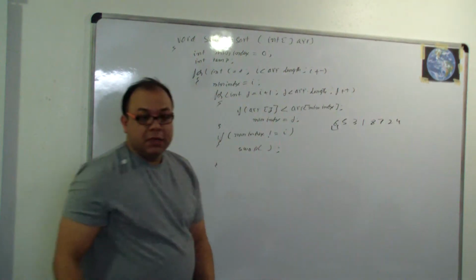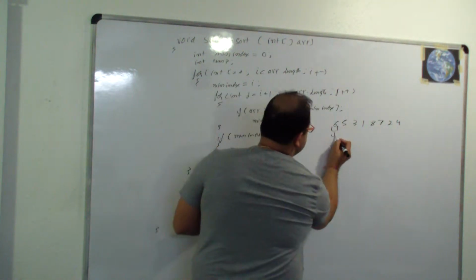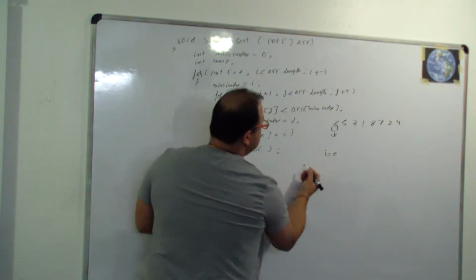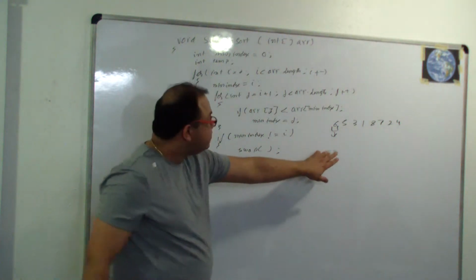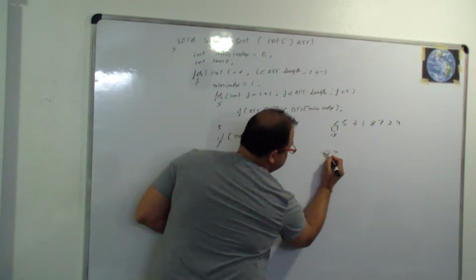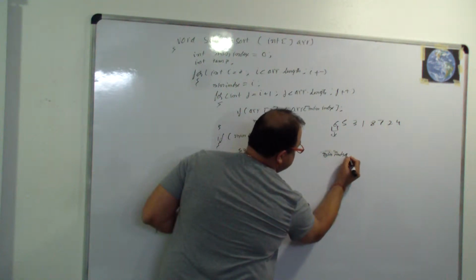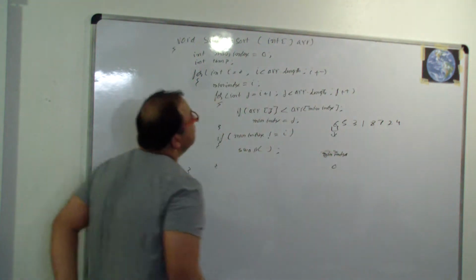Let's take 6, right? This is the 0th position. So i is equal to 0, min index is equal to 0. Yeah, and then we will compare. Min index is equal to 0, right?